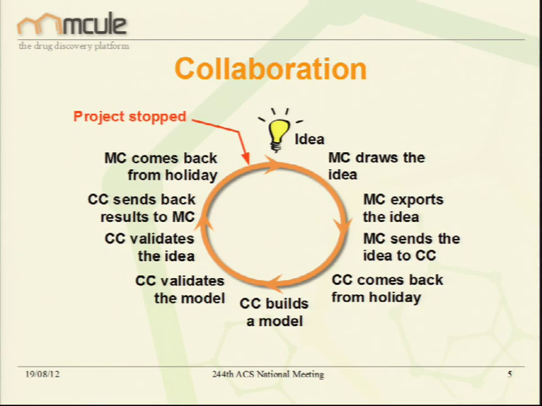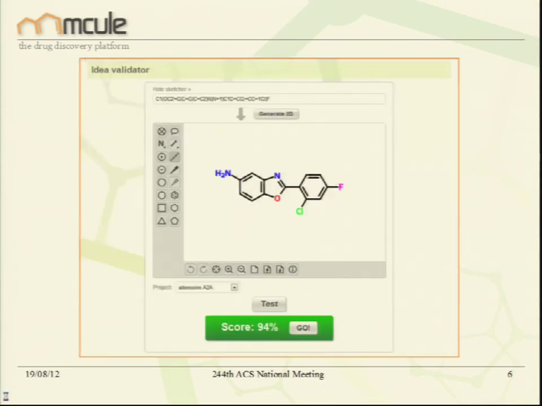If a medicinal chemist has an idea, typically he draws it and maybe sends it to the computational chemist. They start to discuss it, or they just schedule a meeting. Then the computational chemist comes back from a holiday, starts building a model, and validates it, and then he can validate the idea. Unfortunately, the project has already been stopped before the medicinal chemist comes back from his holiday. So it's a problem. How could we do this more efficiently is the question.